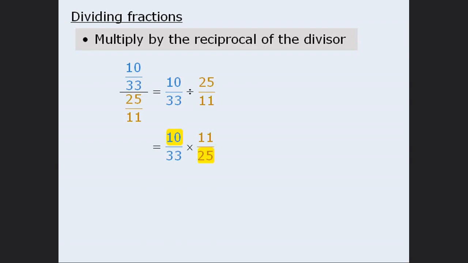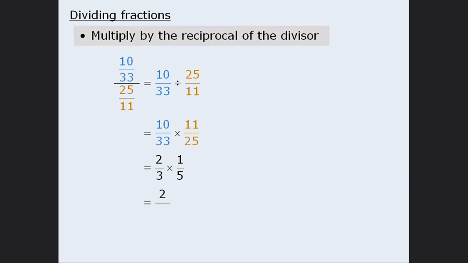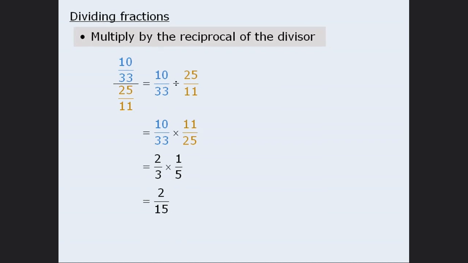We can take the 10 and 25 here and divide them both by 5 to get 2 and 5. And next we can take 11 and 33 and divide both of them by 11 to get 3 and 1. At this point, we multiply the numerators to get 2, and we multiply the denominators to get 15. So our awful fraction here simplifies to be 2/15.